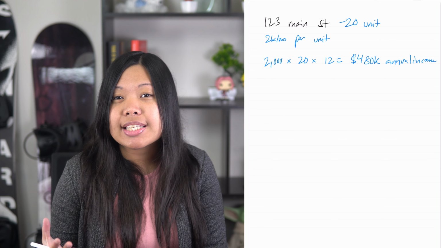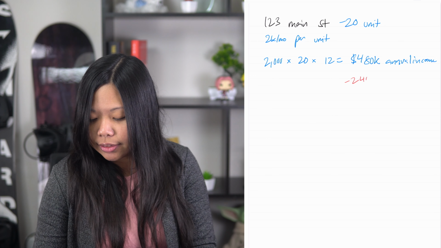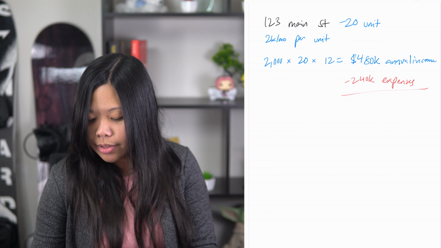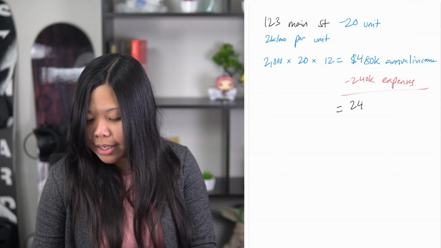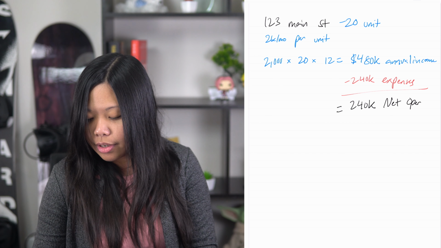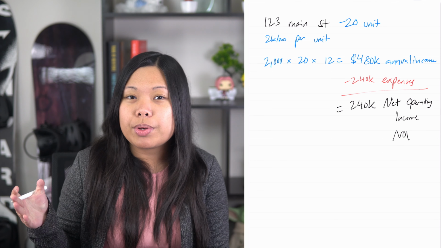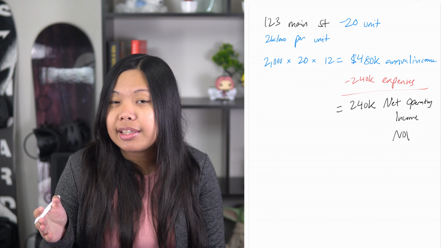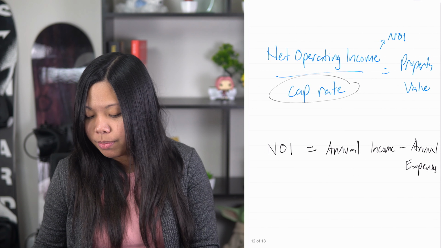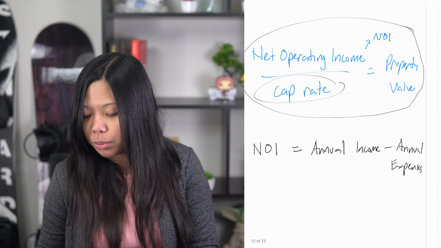Now, let's say that their expenses are 50% of their income, or $240,000. So these are expenses. Then the remaining is $240,000. This is their net operating income, or NOI. So there we go. Now we have the net operating income, and then for that property, we can figure out what the property value is by doing the other equation here. Net operating income divided by cap rate equals property value.